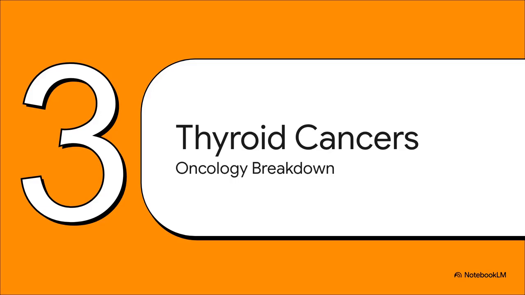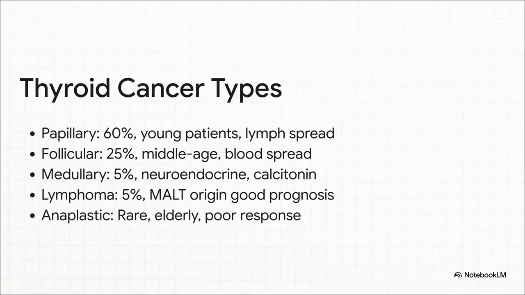All right, Section 3, classifying major thyroid cancers, the oncology breakdown. If our physical exam, ultrasounds, or fine needle aspirations point to malignancy, our clinical funnel narrows sharply. We've got to quickly categorize the threat using the rule of 5 for thyroid cancers. Notice how papillary and follicular make up the vast majority, 85% combined.